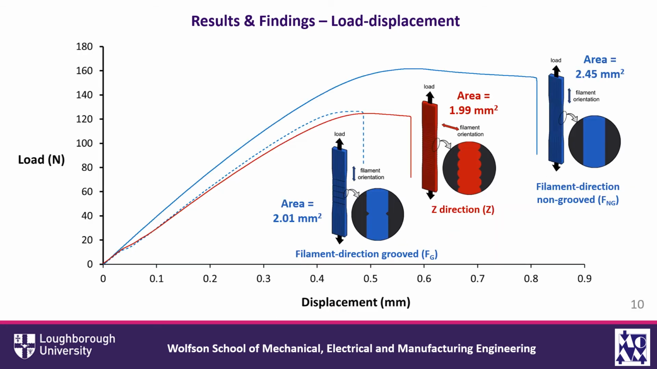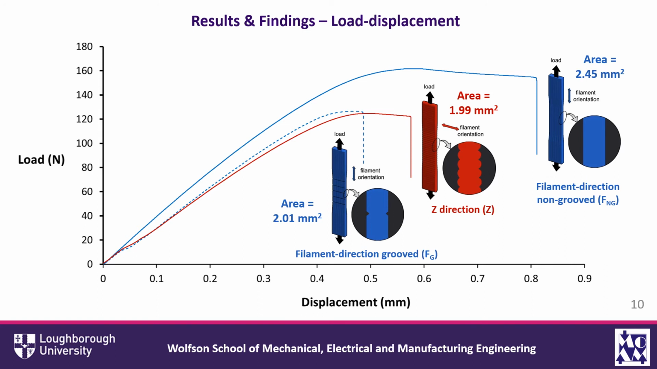When we consider the load displacement of one specimen of each variety here, we see that there is a significant difference between the Z direction specimen and the filament direction non-grooved specimen. However, the manual incorporation of grooves into the filament direction specimen has the effect of significantly reducing its load and displacement, to the extent that it now resembles, quite similarly, the Z direction specimen.